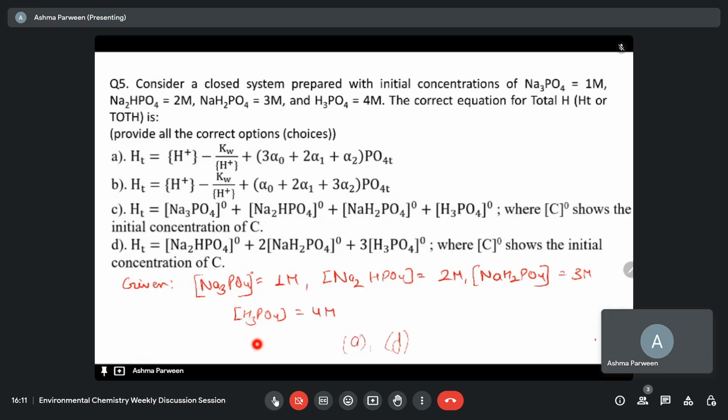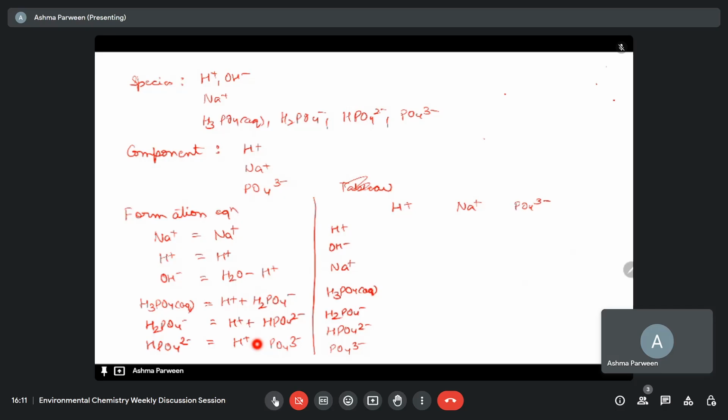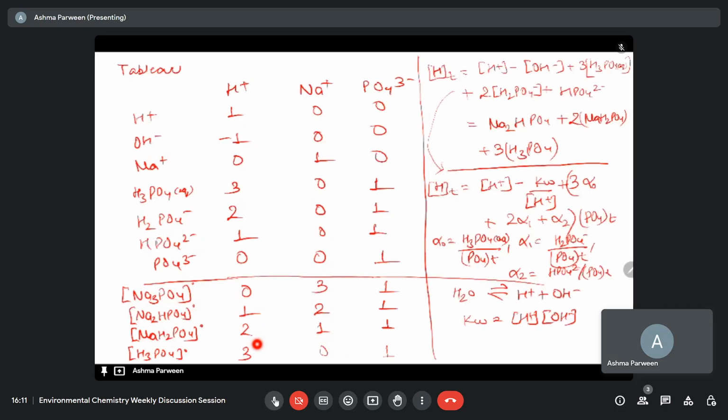Whenever you go for the tableau, at that time we have to choose only the components. On the basis of the components, you make the table. Yes, on the basis of components and species present in the system.